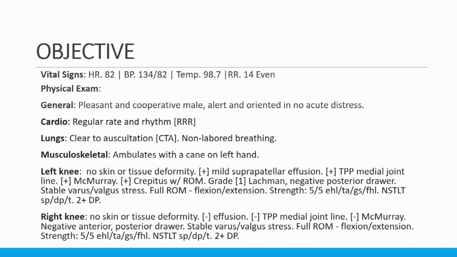So from our findings here, the patient was pleasant, cooperative, alert and oriented x3. He had a regular rate and rhythm when we checked his cardiac assessment. The lungs were clear. He's not breathing hard, non-labored breathing on room air. He's able to ambulate, but he uses a cane in the left hand. And this is very important, and I'll tell you when we get to the plan, because hint, the pain is in his left knee, but he's ambulating with a cane using his left hand.